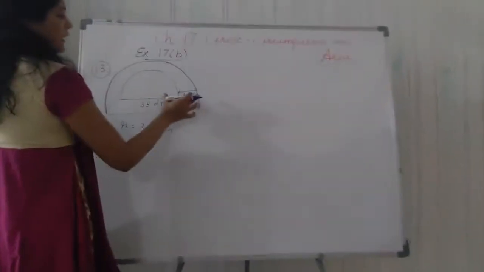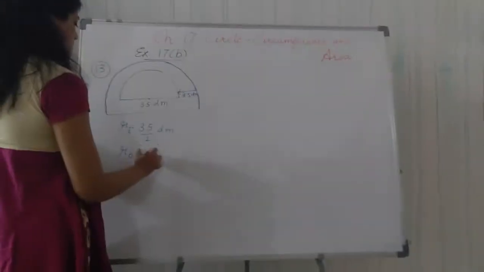Now to find the outer radius. This is actually the inner radius. Now the outer radius will be 35 by 2, which is 17.5, right? Plus 3.5. We add this 3.5 to get our outer radius. So that we get 21 dm. Okay, the inner is 17.5 dm and the outer is 21 dm.